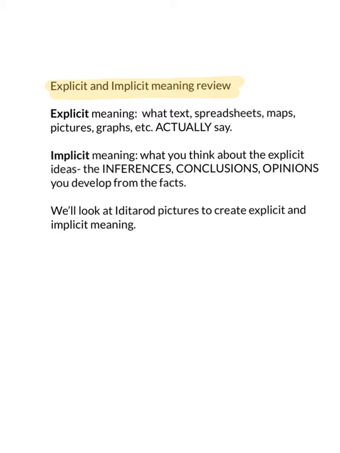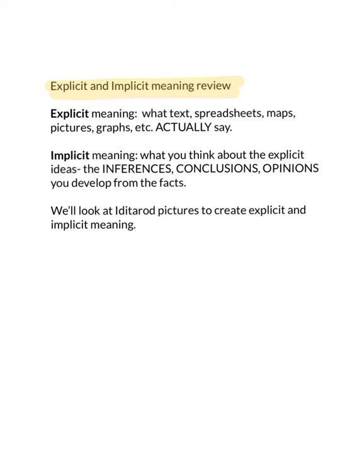Today's mini lesson is just a quick review looking at the difference between explicit and implicit meaning. This is material that I'm going to add to the assignment that was posted on March 22nd, edited March 23rd. There is a final Iditarod spreadsheet worksheet that you do need to have turned into me by Friday. So hopefully this quick lesson will help you do what needs to be done.